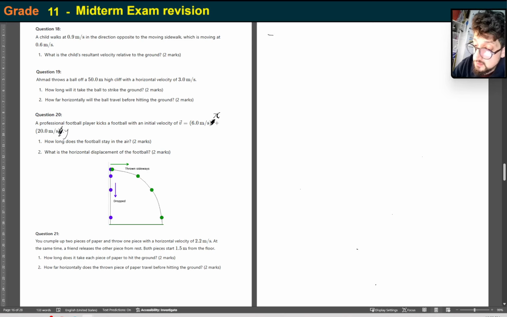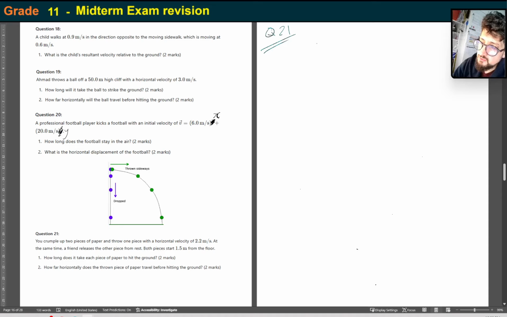Right, back to question 21. I hope you're doing these questions with me, because the best way to learn is to actually do it yourself. Question 21: you crumble up 2 pieces of paper and throw one piece with a horizontal velocity of 2.2 meters per second. At the same time, a friend releases another piece from rest. Both pieces start at 1.5 meters from the floor. So very interesting. How long will it take each piece of paper to hit the floor?